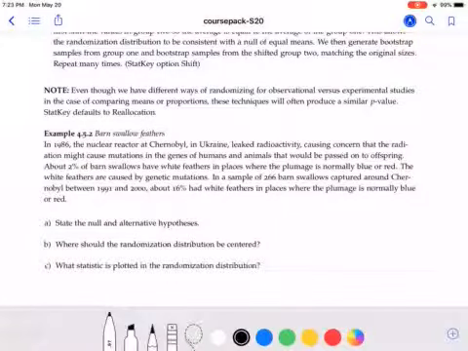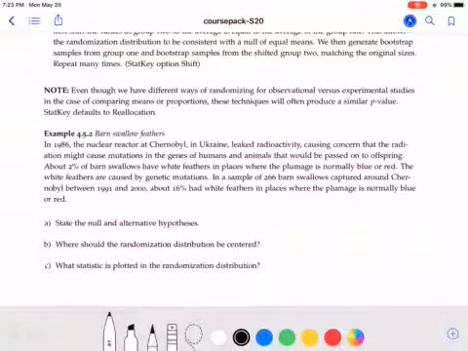In 1986, the nuclear reactor at Chernobyl in the Ukraine leaked radioactivity, causing concern that the radiation might cause mutations in the genes of humans and animals that will be passed to the offspring. 2% of barn swallows have white feathers in places where it's normally red or blue. The white feathers are caused by genetic mutations. So, in a sample of 266 barn swallows captured at Chernobyl between 1991 and 2000, about 16% had white feathers in places where it should have been red or blue.